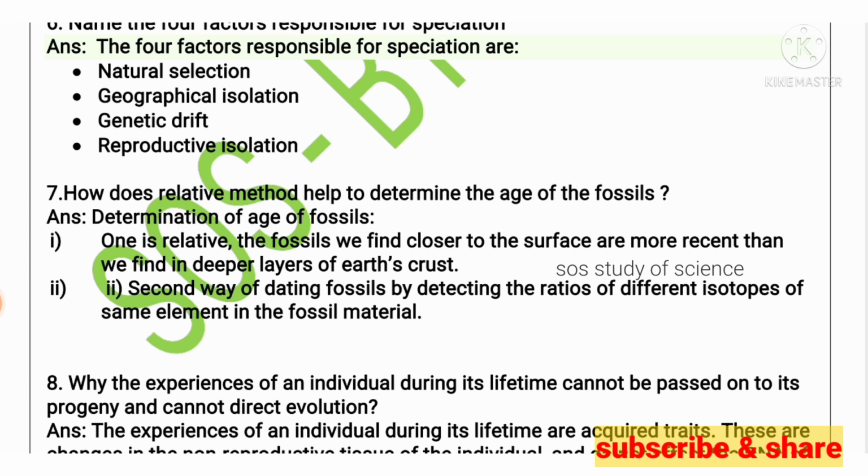I already told you. Fossils which are found on the upper layer of the earth are the most recent fossils, and the fossils which are found underneath the earth, under the deep layers of the earth, are the oldest ones. So this is what we will understand through the relative method. With the help of the relative method, we can also estimate or determine the age of the fossils.